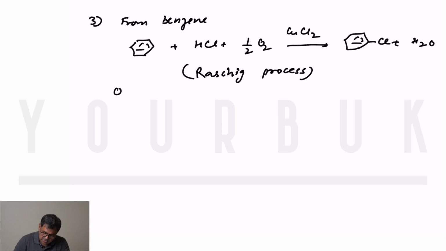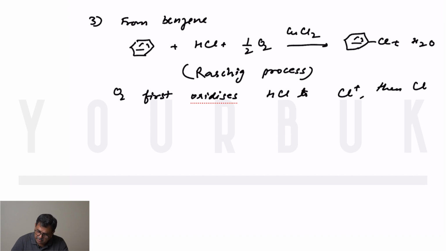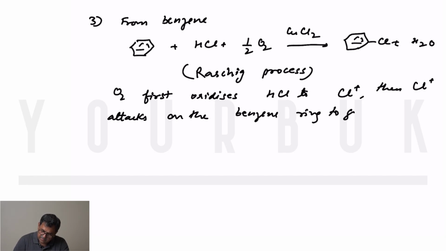In this case, the oxygen first oxidizes HCl to Cl plus, and then Cl plus, once the electrophile is produced, attacks the benzene ring to give chlorobenzene. And the role of the copper chloride is to remove water from the right hand side and help in shifting the equilibrium in the forward direction.